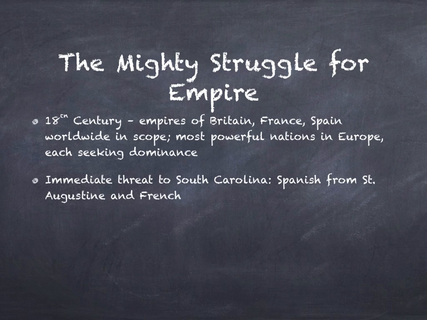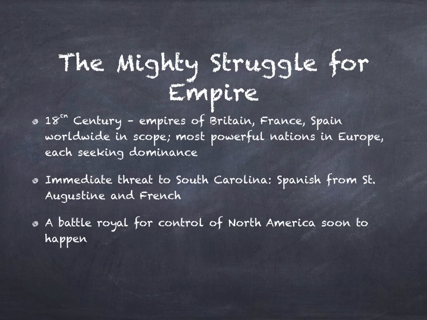An immediate threat to South Carolina is going to be the Spanish from St. Augustine and the French, especially during the French and Indian War. Now, we will never have any battles take place in South Carolina during the French and Indian War, thankfully. The only thing that really breaks out, again, is going to be the Cherokee War. We will send support, men and weapons, to aid the British during the French and Indian War, but there will never actually be any battles to take place in South Carolina. But this will eventually become a battle royale for control of North America.